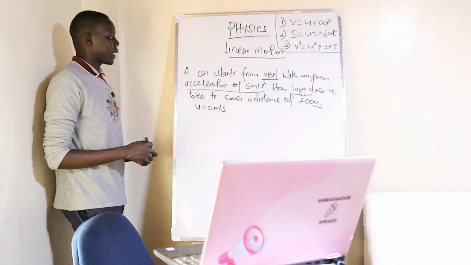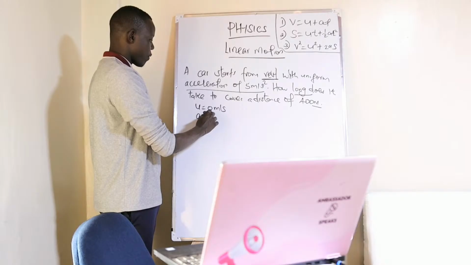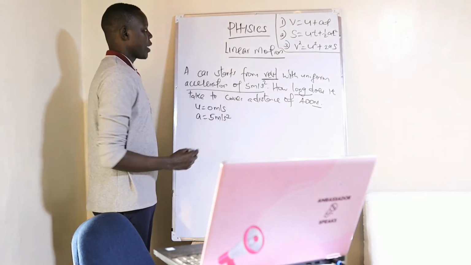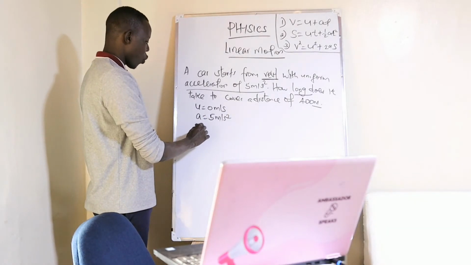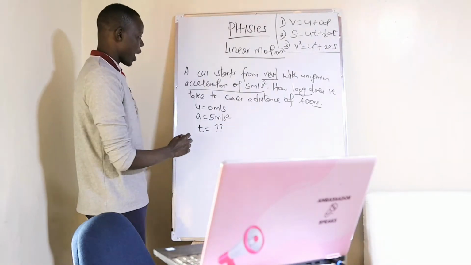With uniform acceleration of 5 meters per second squared. So we have a, which is 5 meters per second squared. How long, that is t, does it take to cover a distance s?